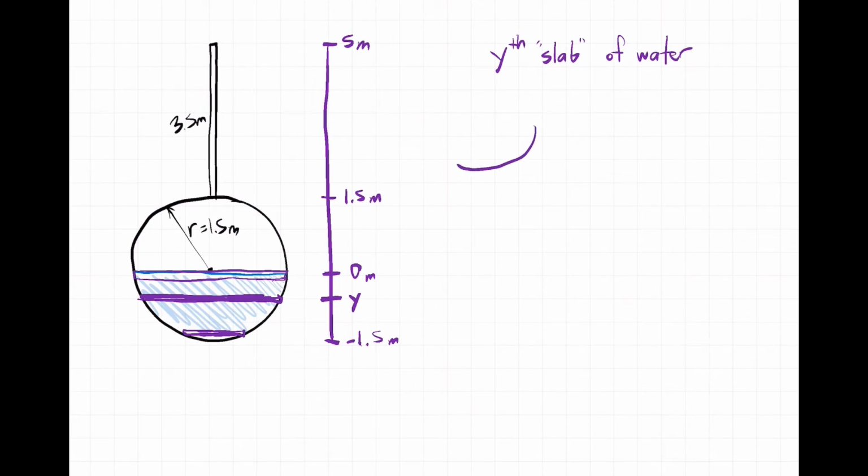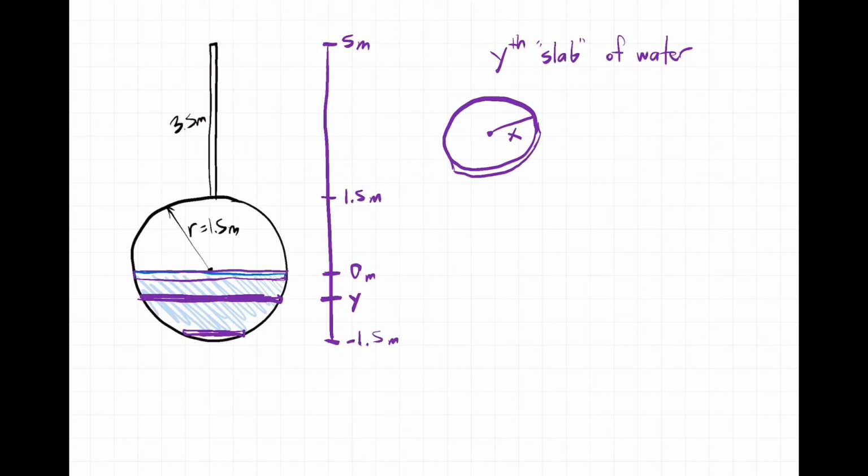What it really looks like is basically a disk, kind of like the disk we would use to find volume back in section 6.2. We need to know what the radius of that disk is. Now, I don't want to use the letter r for this radius because I'm already using the letter r. I'll pick a different variable. Maybe I'll call that x. How can we figure out the relationship between x and y? y is the position of that slab, and x is the radius of that.